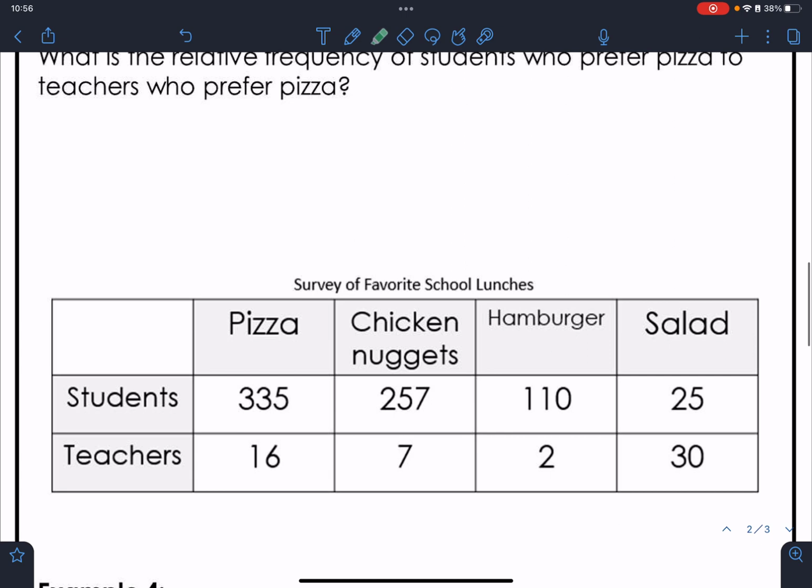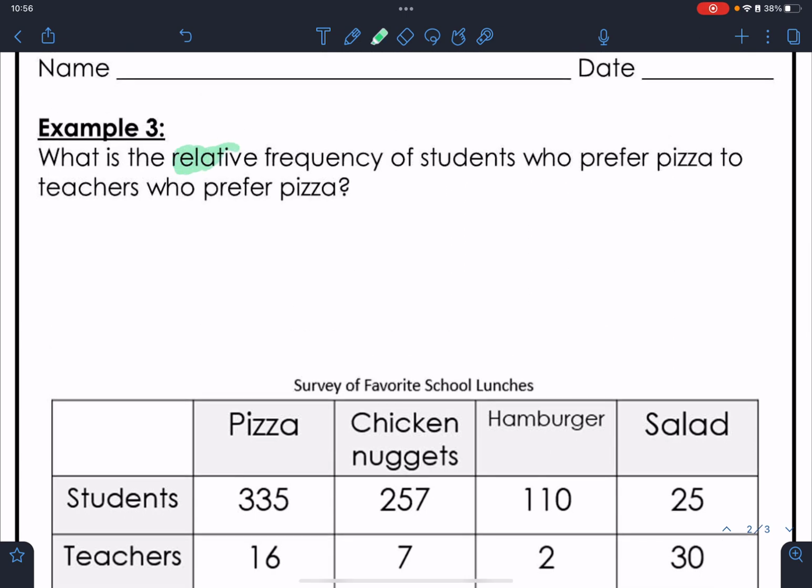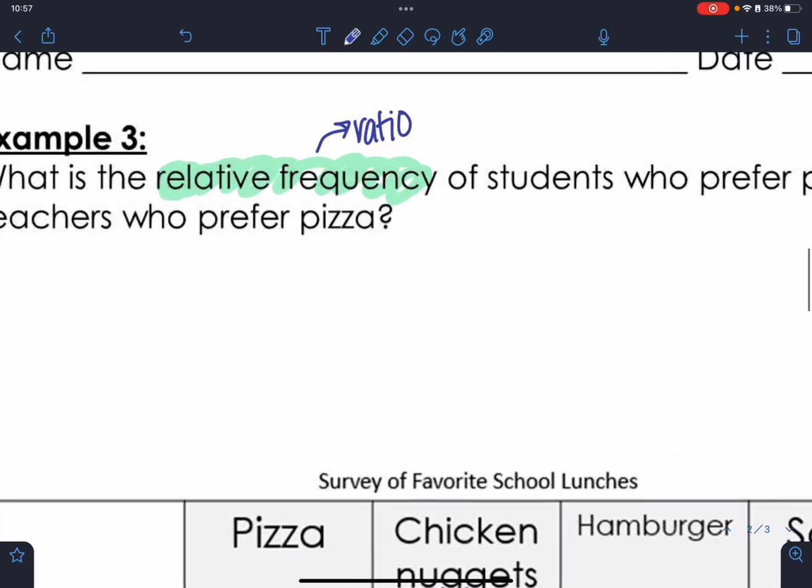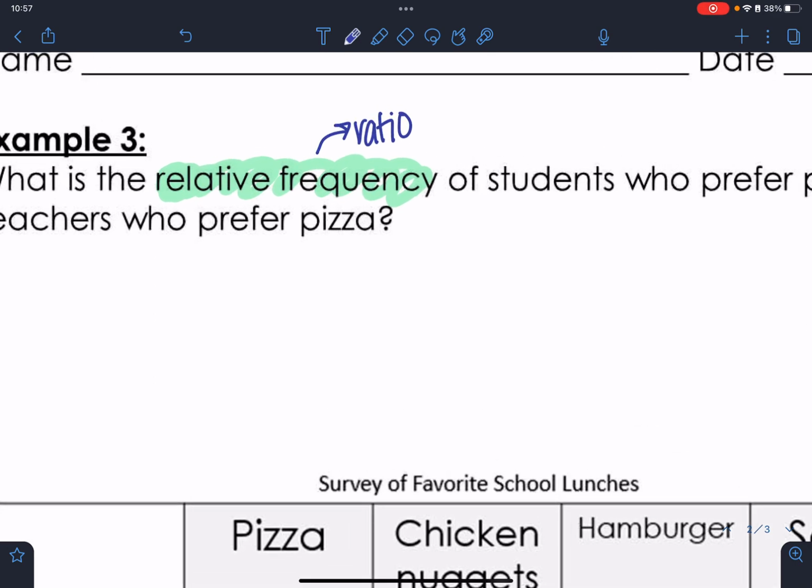So it wants to know, what is the relative frequency of students who prefer pizza to teachers who prefer pizza? We don't know what this word means yet, but this is your ratio. So next to the words relative frequency on your notes, I want you to write the word ratio. Okay? Wait till we're done. We're almost done.